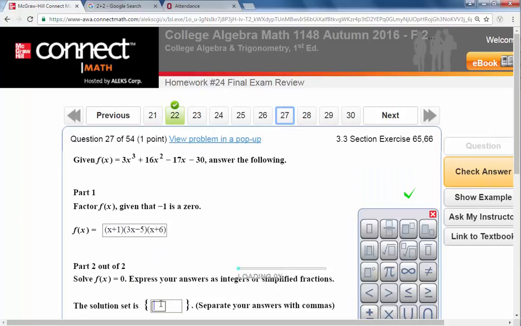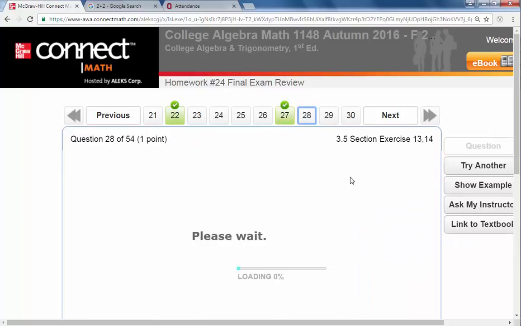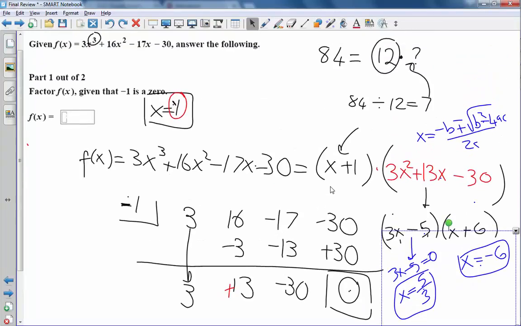Okay, the solution set, the zeros. They are asking for the zeros now, 5 over 3 and minus 6. Okay. Any questions on this one? We're just using one of the given zeros as bait to guess the other part, find out the other part and factor it down more.